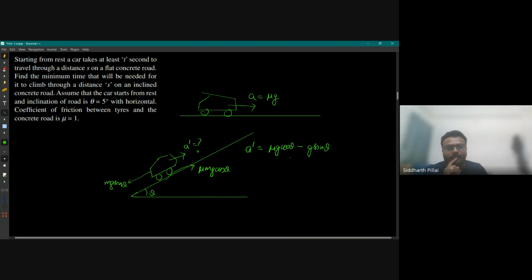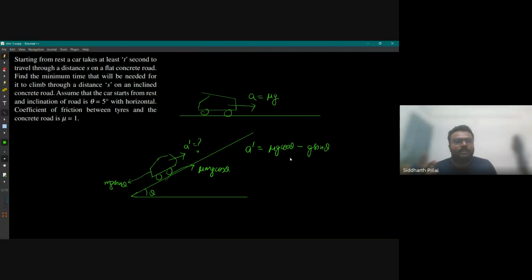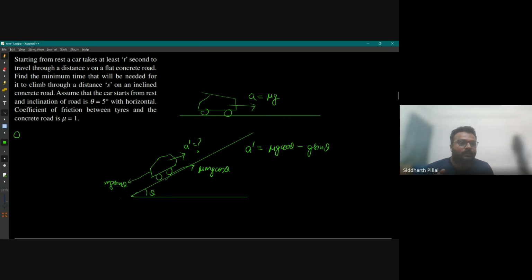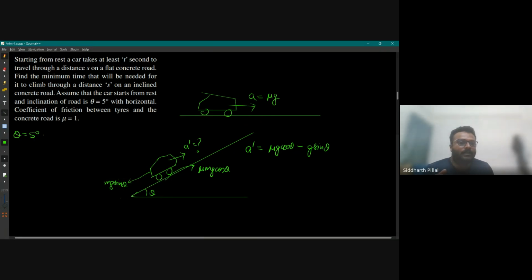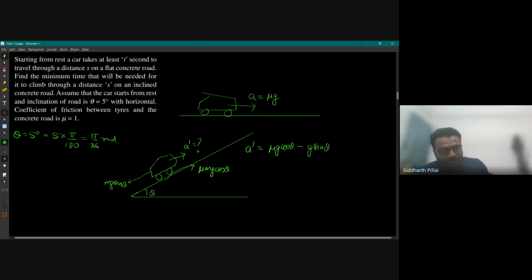Okay, so use these things and then try to solve. Mu value is given as 1. Theta, assume it as small theta. Those who got it with theta, now you can try to put theta equal to 5 degrees, which is 5 into pi by 180 radian. So that gives you pi by 36 radian, because your final answer is given in terms of pi.